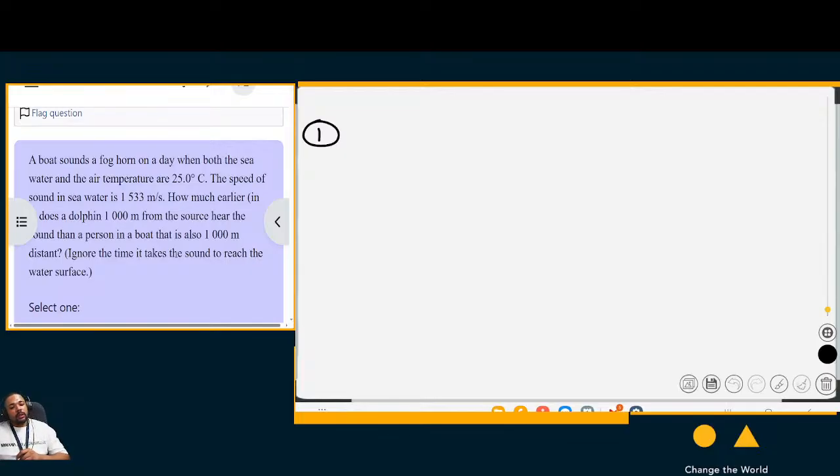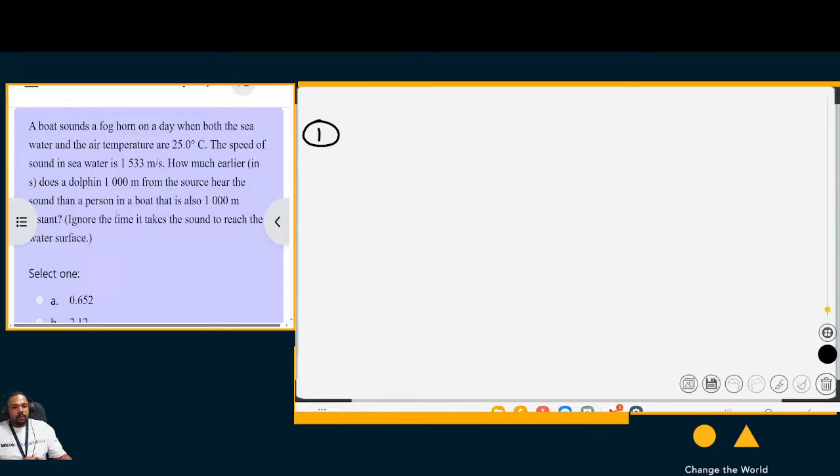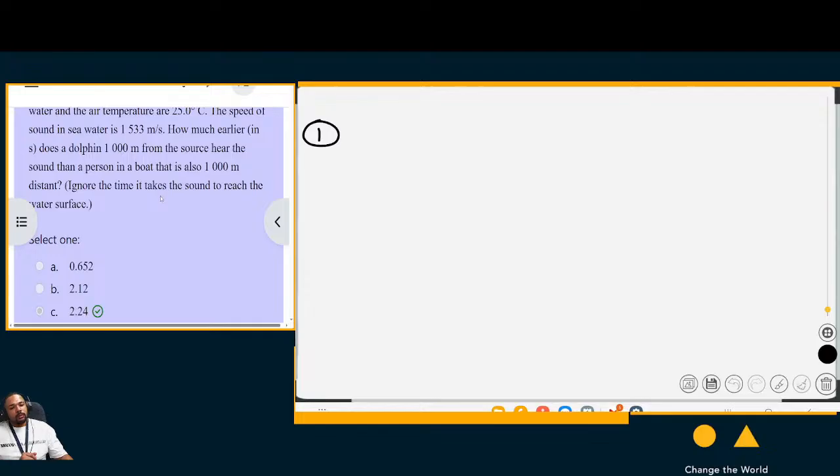How much earlier in seconds does a dolphin 1,000 meters away from the source hear the sound than a person in a boat that is also 1,000 meters distant? Ignore the time it takes the sound to reach the water surface.